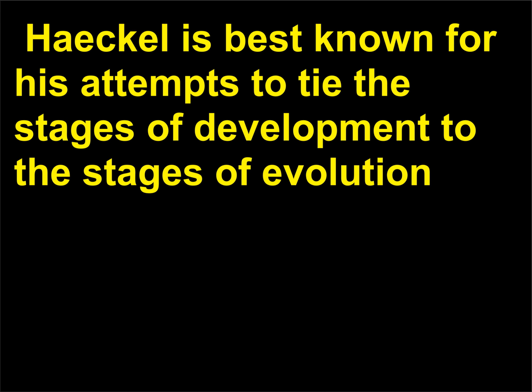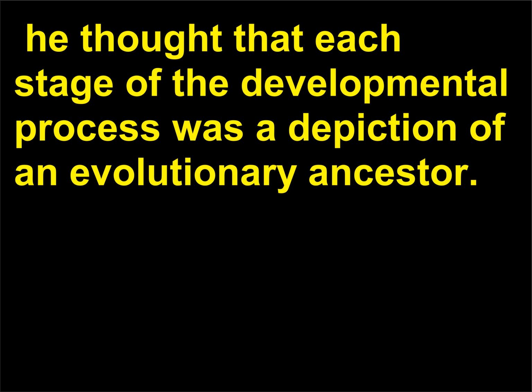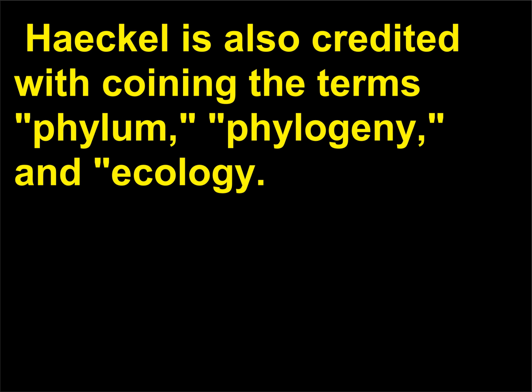Haeckel is best known for his attempts to tie the stages of development to the stages of evolution. Ontogeny recapitulates phylogeny. He thought that each stage of the developmental process was a depiction of an evolutionary ancestor. Haeckel is also credited with coining the terms phylum, phylogeny, and ecology.